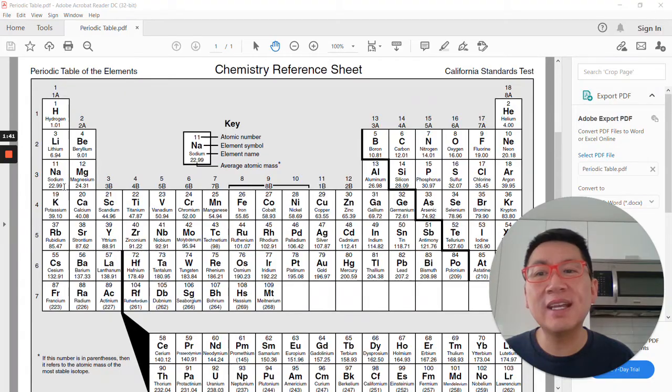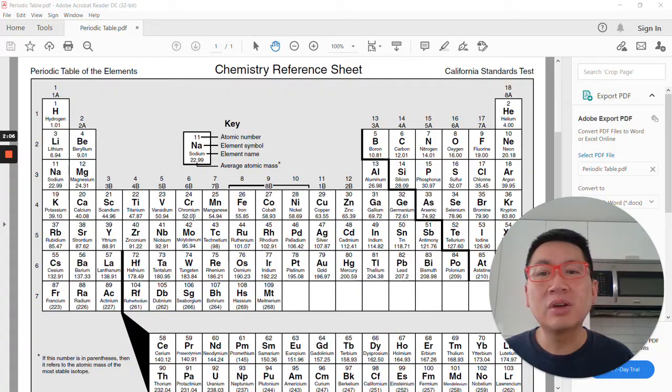Sodium is Na. Yes, it's a weird symbol, but sodium is Na. Magnesium is Mg. Aluminum is Al. Silicon, Si. Phosphorus is P. Sulfur is S. Chlorine is Cl. Argon is Ar. Potassium, K. Calcium, Ca. Scandium, Sc. Titanium, Ti.